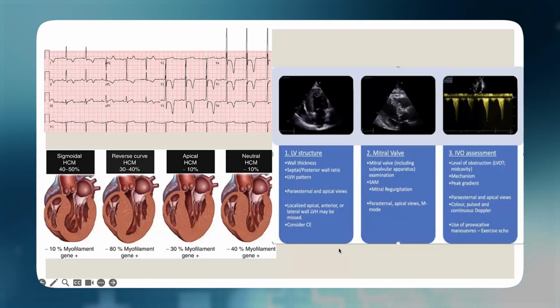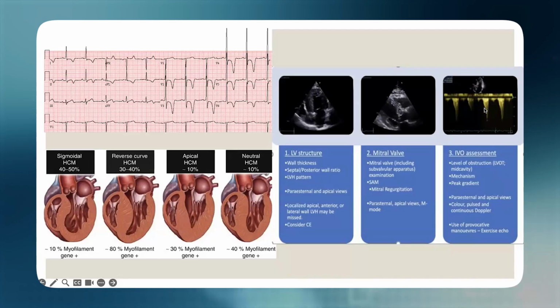In LV structure, there is wall thickness and the septal to posterior wall ratio. These are diagnostic criteria. Parasternal and apical views we see. These are echo changes. I was talking to you about the dagger pattern. This is the dagger pattern. Usually in aortic stenosis, the Doppler will be parabolic, but this is like a triangle, a sharp rise and sharp fall in a triangular fashion.